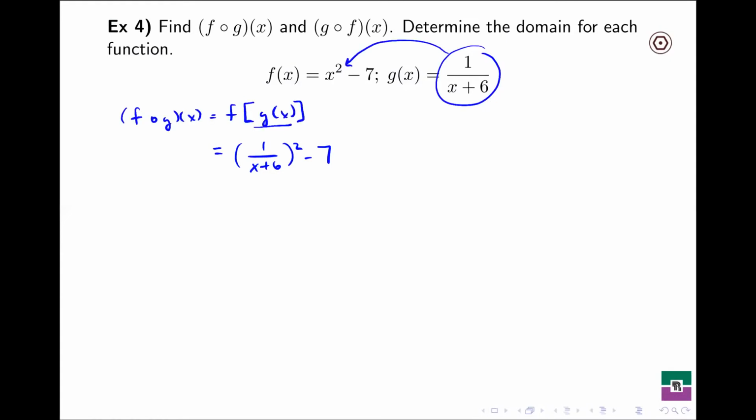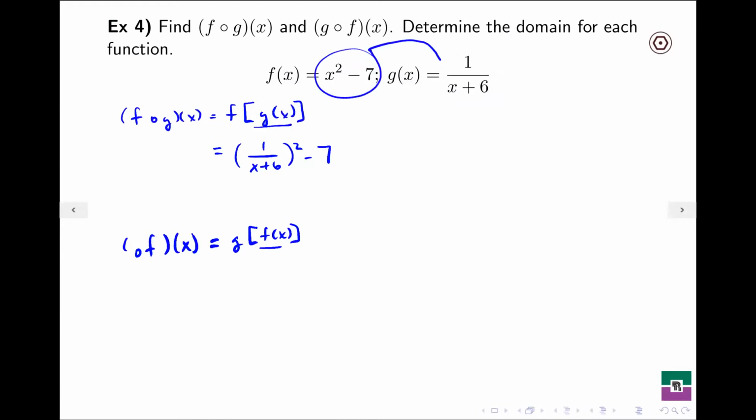All right, the next part says find g composed with f, and it's important that you understand that order matters. Because now I'm doing g composed with f, which is g of f of x. So now f is the one going into the function g. I'm going to erase this, because now the function f is going to go into the function g. So the composition would be 1 over x squared minus 7 plus 6.